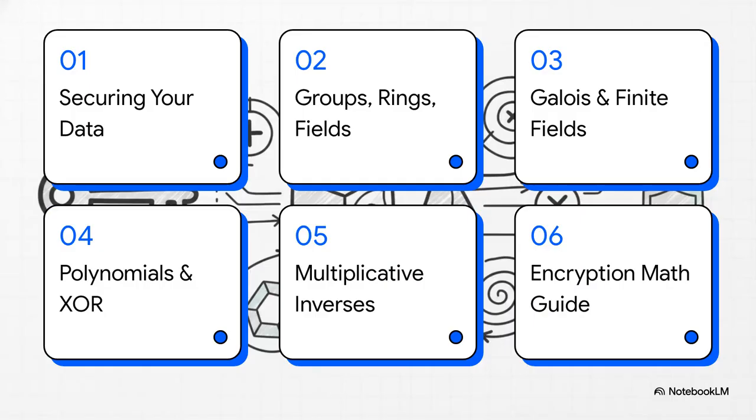Here's our syllabus for today. We'll start with the math securing your data, move into groups, rings, and fields, and then explore Galois and finite fields. After that, we'll connect polynomials to computer XOR, walk through finding multiplicative inverses, and wrap it all up with a handy guide to encryption math.